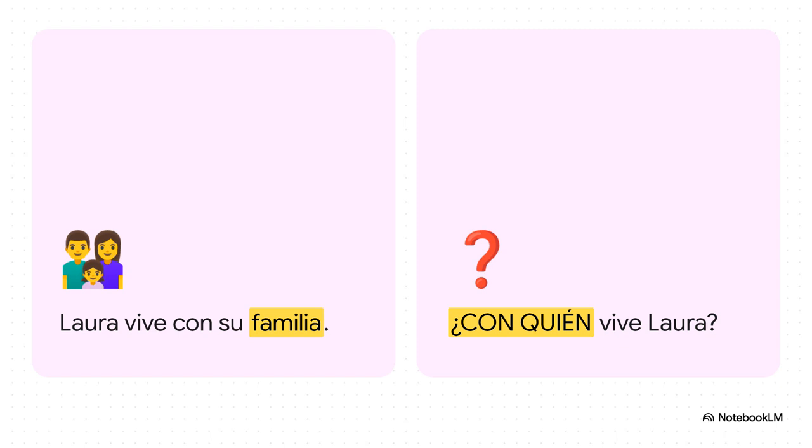Laura vive con su familia. Laura lives with her family. Our target clue this time is con su familia, with her family. Okay, so these are people, right? Companions. Think back to your toolkit. What do we use for companions? Boom. We use con quién. The targeted question perfectly becomes ¿Con quién vive Laura? With whom does Laura live?